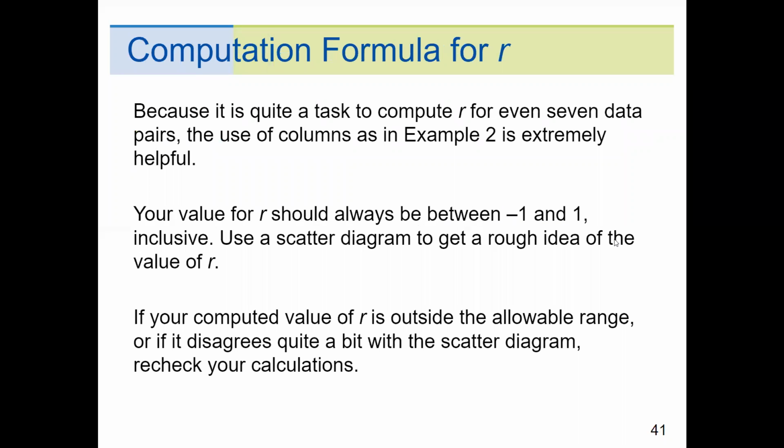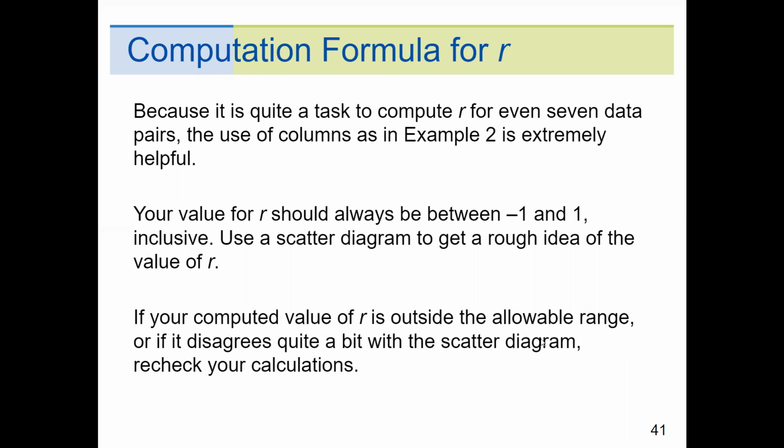Because it is quite a task to compute R for even 7 data pairs, the use of the columns as in Example 2 is extremely helpful. Your value for R should always be between -1 and 1 inclusively. So again, if you mess that up, you will be able to know. Use a scattergram to get a rough idea of the value of R. If your computed value of R is outside the allowable range, or if it disagrees quite a bit with the scattergram, recheck your calculations.